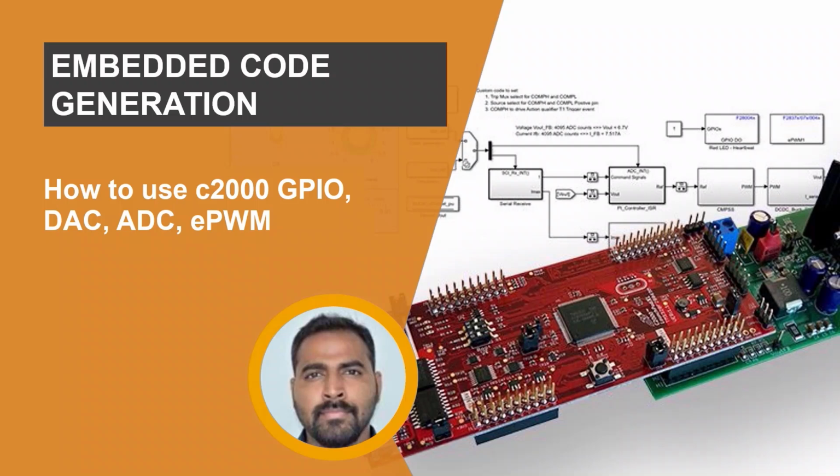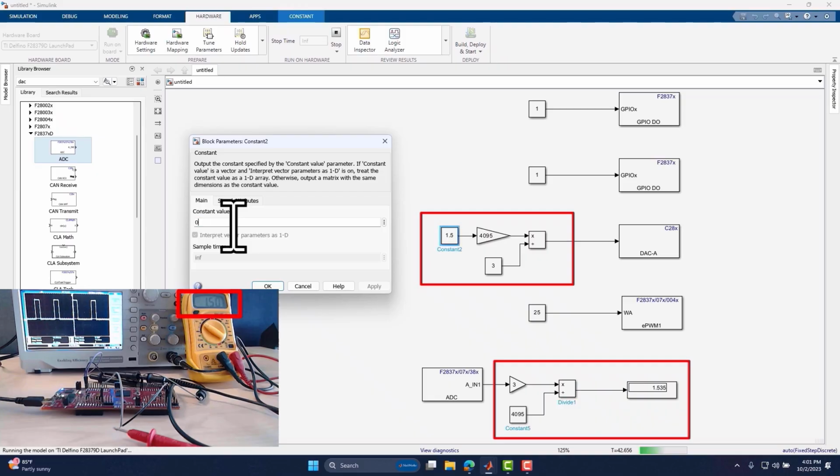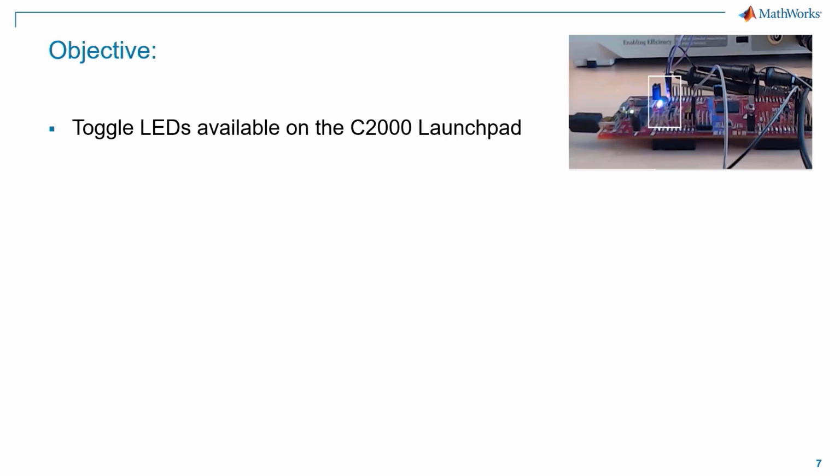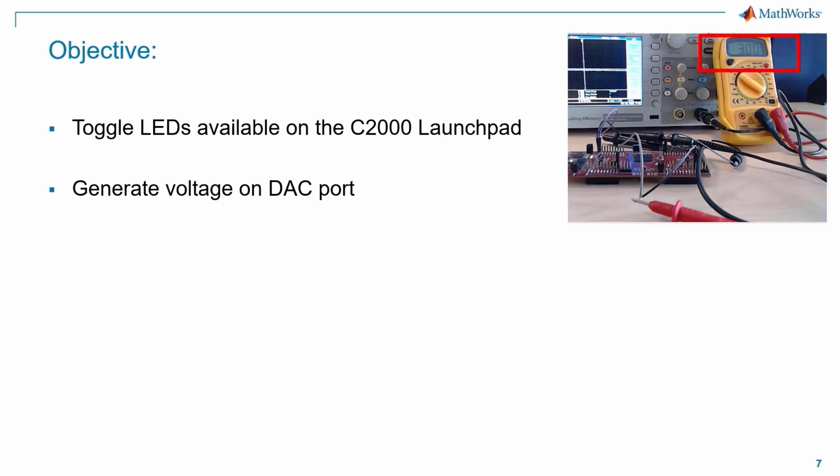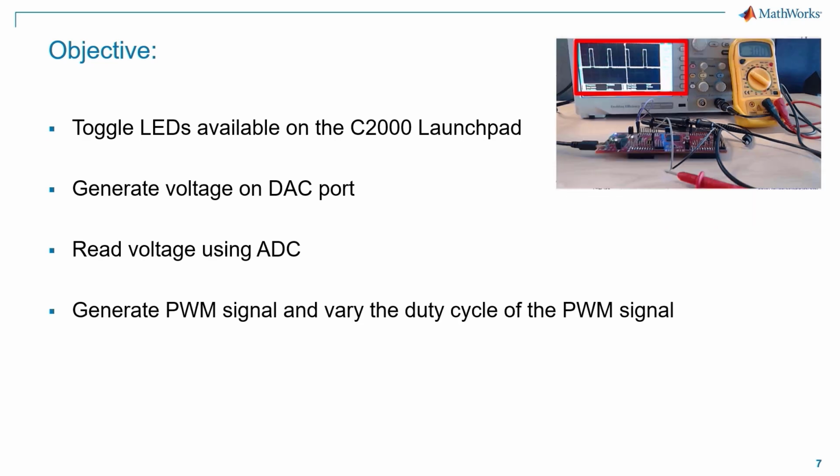In this video, I am going to show you how you can work with hardware peripheral blocks like GPIO, DAC, ADC, and EPWM available in the C2000 microcontroller block set to develop an embedded application in Simulink. By end of this video, we will be creating a model that runs on C2000 MCU to toggle the LEDs available on the C2000 launchpad, generate voltage on a DAC port, read voltage using an ADC channel, generate a PWM signal, and vary the duty cycle of the PWM signal.